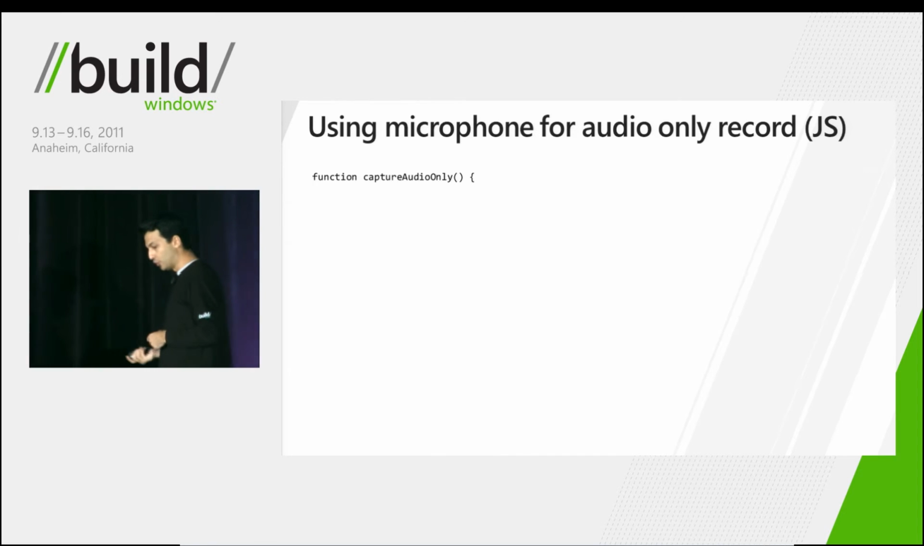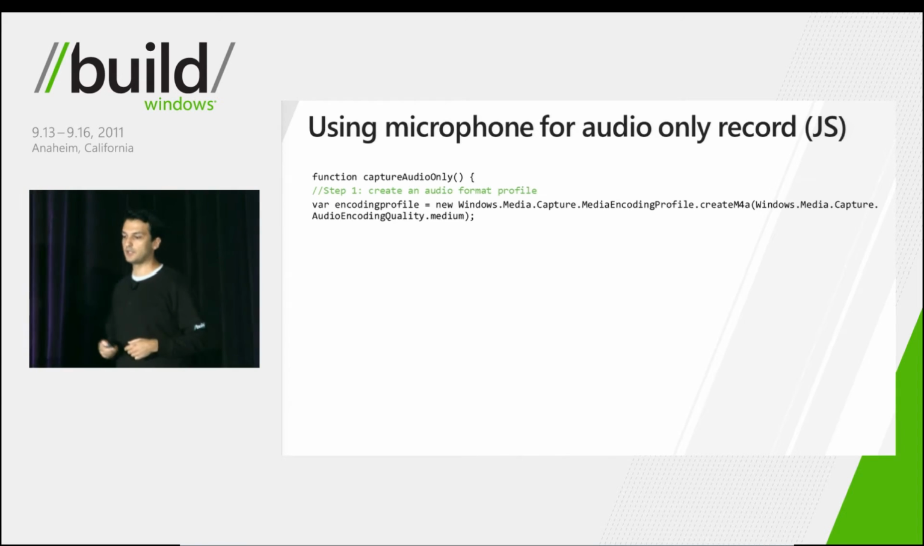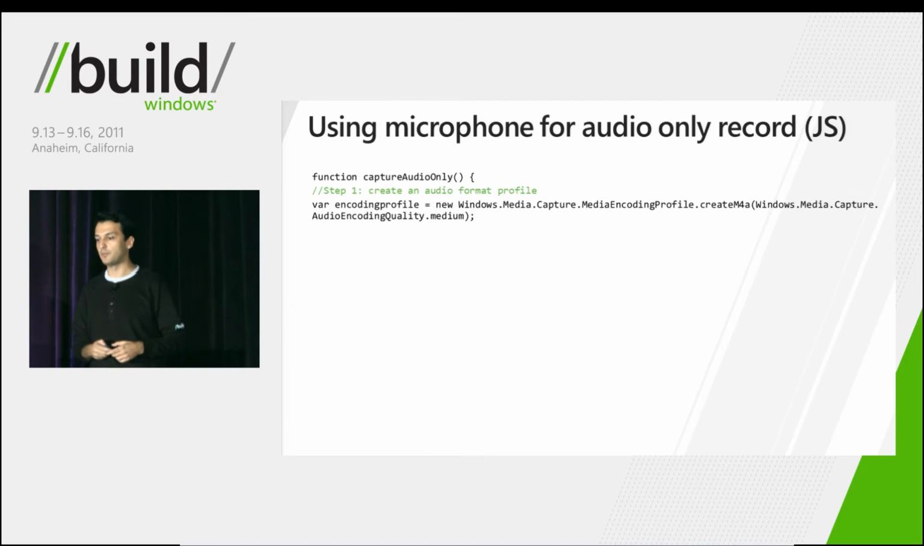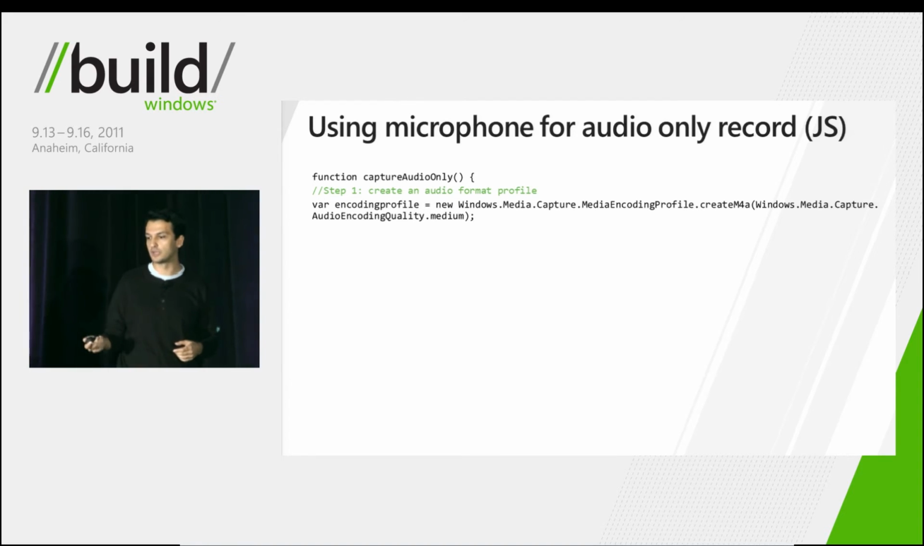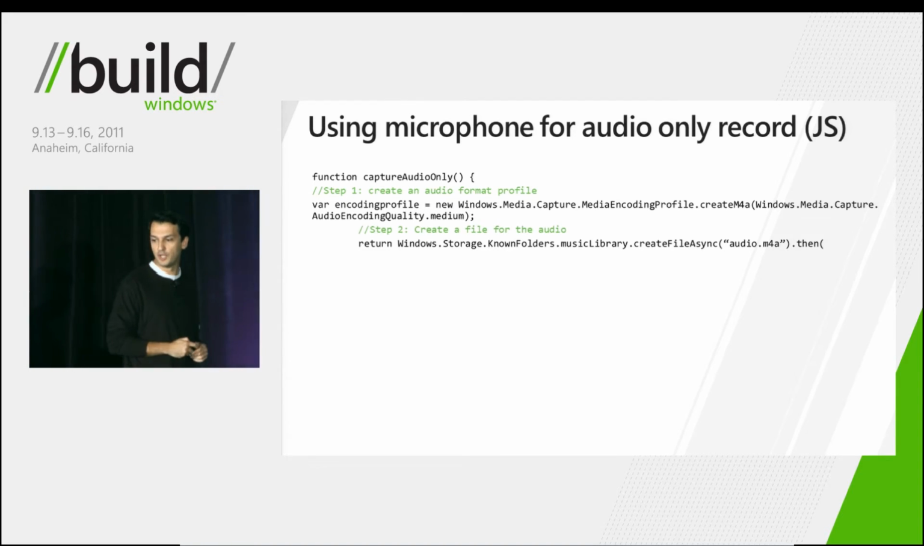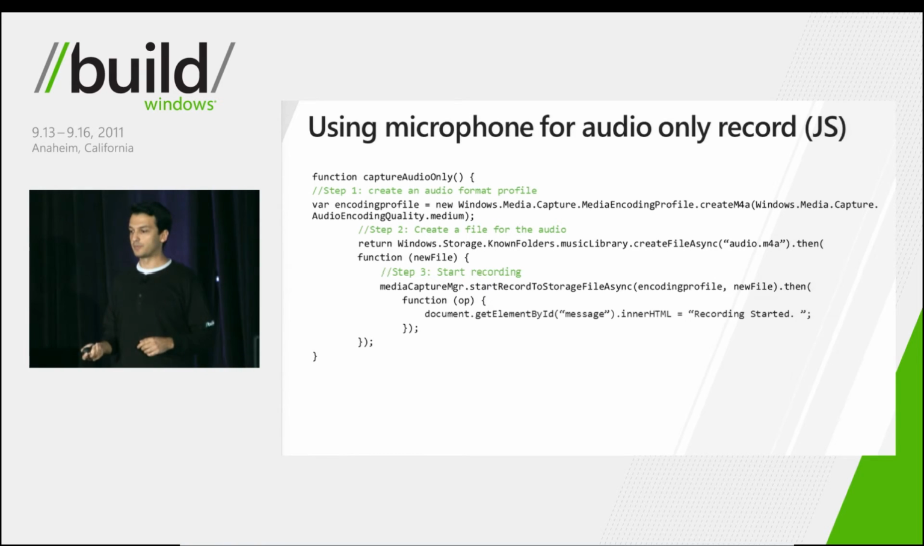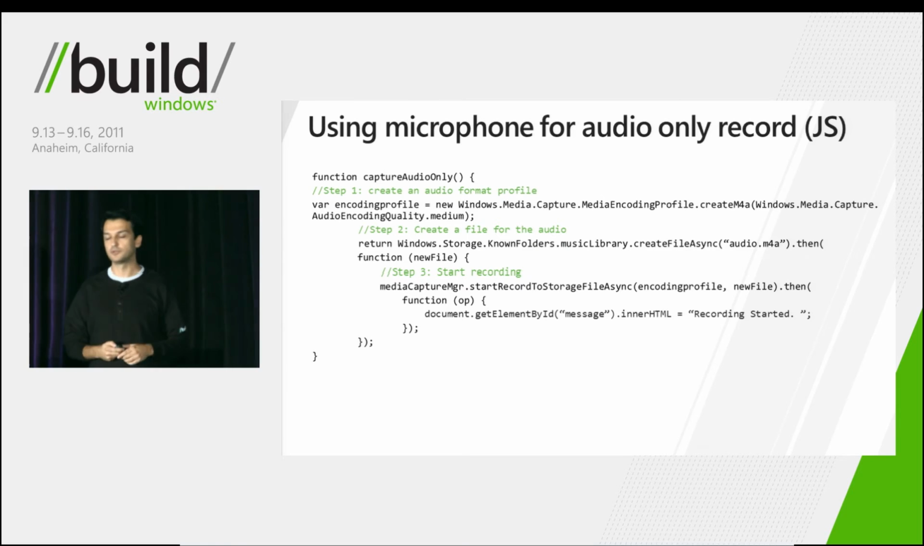If you want to do audio only, very similar steps. Instead of WMV this time, I did M4A with a quality level of medium for audio. And I'm going to save it in the music library. And then, again, make my call to start the capture.